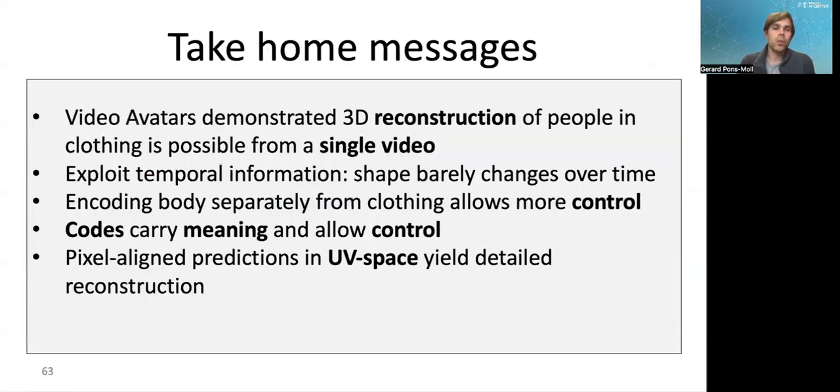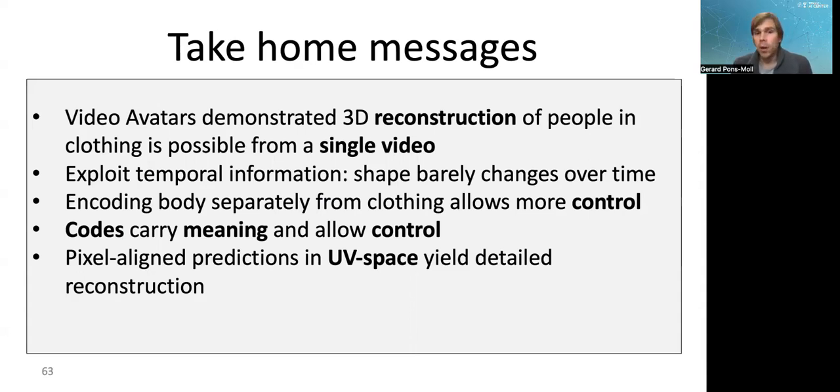All right, this comes to the end of estimating 3D people in clothing from images. The take-home messages: using vertex displacements, video avatars demonstrated that 3D reconstruction of people in clothing is possible from a single video. And if you want to exploit the temporal information, you have to use the fact that the shape barely changes over time. This is something that you can exploit always.